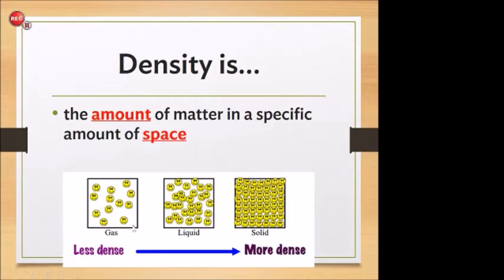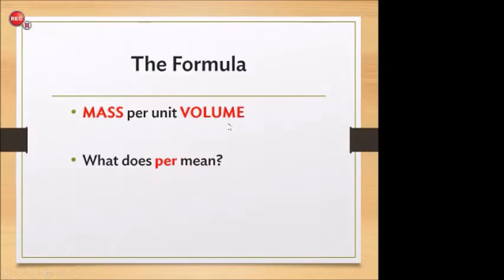Here you can see that a gas is going to be the least dense because the particles are the most far apart. In the same amount of space, a solid would have many, many more particles crammed into that space, and so therefore it's going to be more dense.